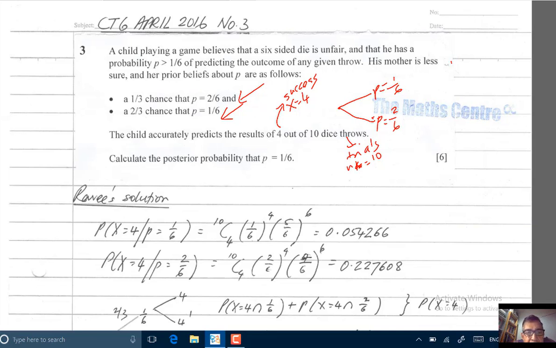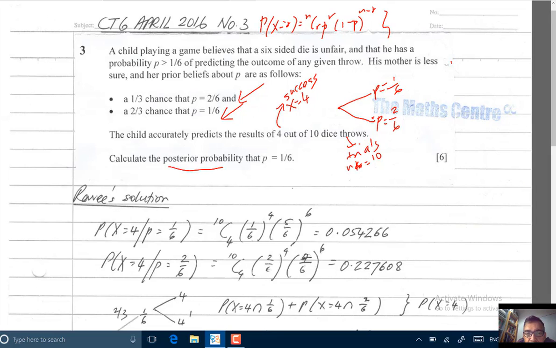I will write down the binomial formula here. We are going to be using the binomial formula: nCr p^r (1 minus p)^(n minus r). This is the binomial distribution formula. We are asked to calculate the posterior probability that P is 1/6. Let's write a probability statement for this. What are we asked to find? We are asked to find the probability that P equals 1/6 given that x equals 4.